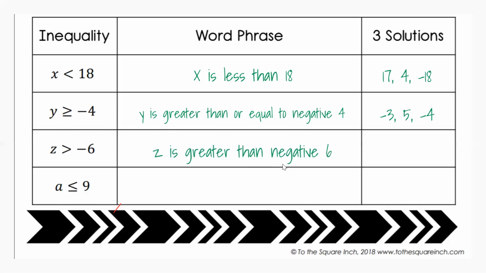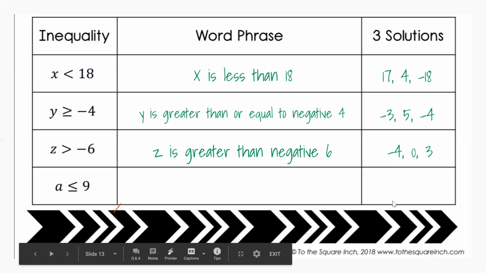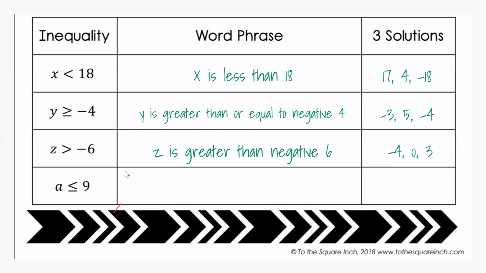This next one is read as z is greater than negative 6. Again, there's an infinite number of solutions, but 3 possible ones are negative 4, 0, and 3. Those are all greater than negative 6 because they are all to the right of negative 6 on a number line.